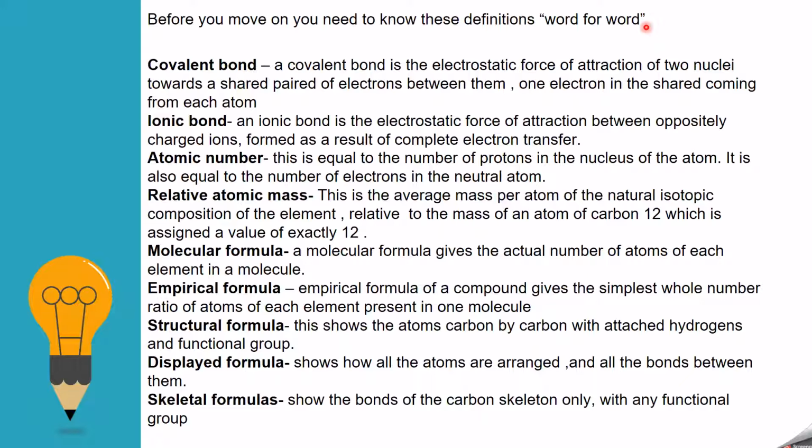So it's better before you move on, you memorize a whole list of vocabulary. Well, not a whole list, at least for now, you memorize molecular formula, empirical formula, structural formula, displayed formula, and skeletal formula. So if you memorize these five, you'll be good to go on with organic chemistry.